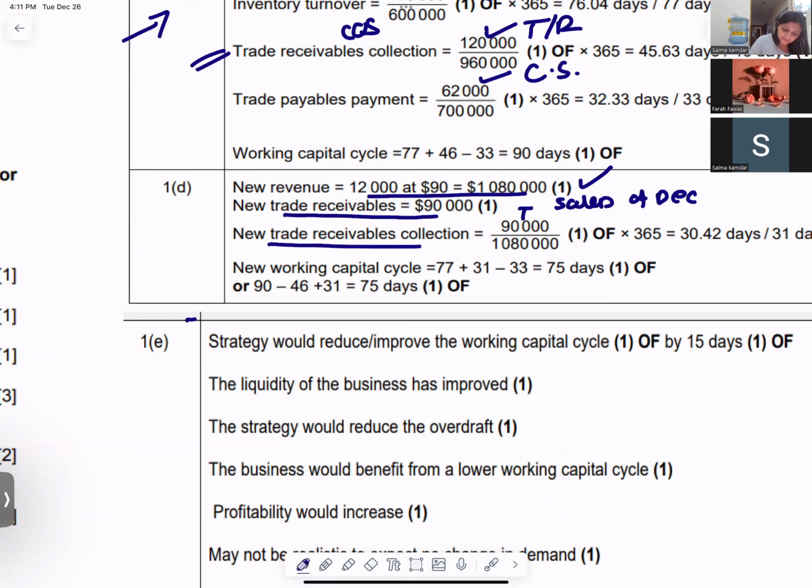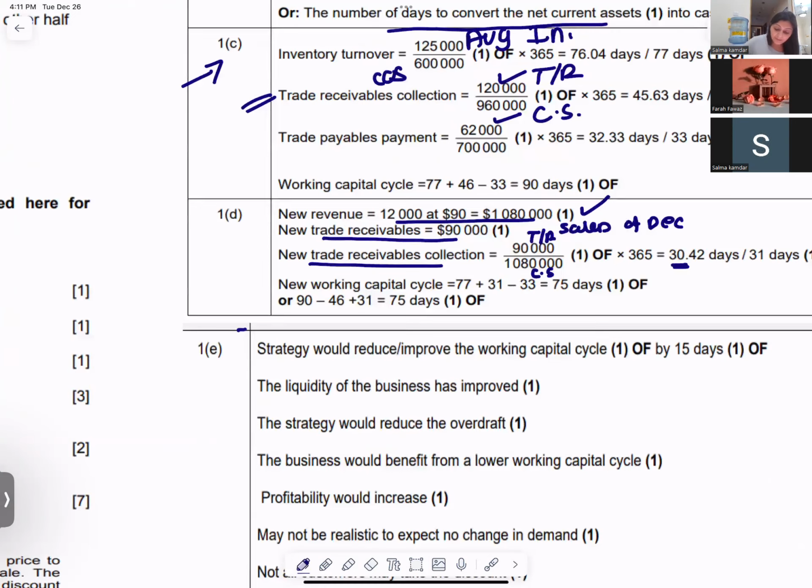So 90,000 divided by 1,080,000 times 365, trade receivables over credit sales, so it would be 31 days. How about the trade payables payment period, will it change? No, it won't change. Why? What is the formula for trade payables payment period? Payables divided by credit purchases times 365. So neither the trade payables nor the credit purchases is changing. So what is the new working capital cycle?